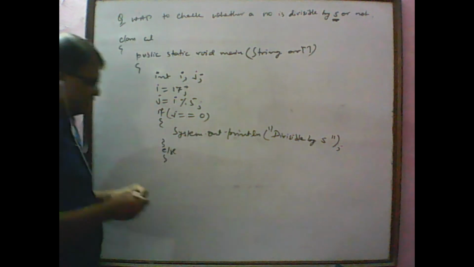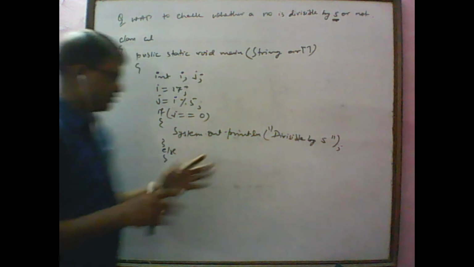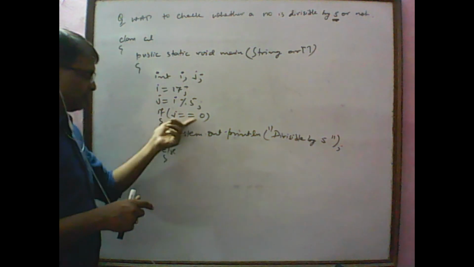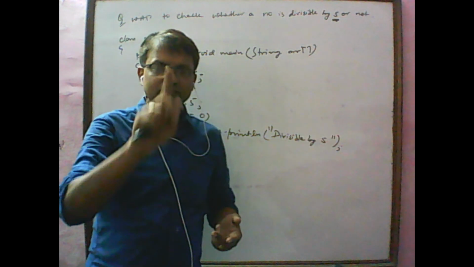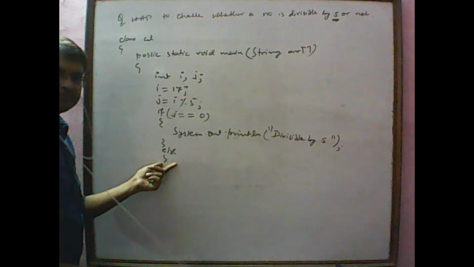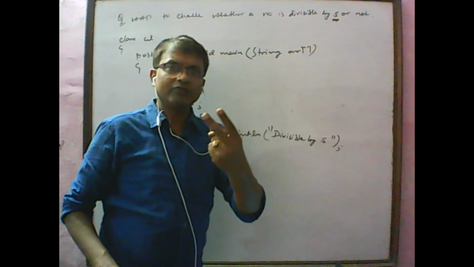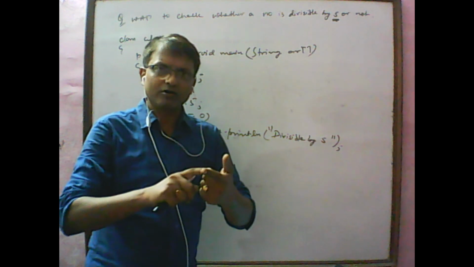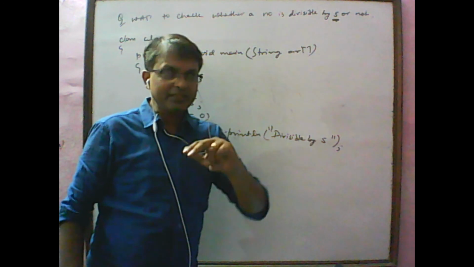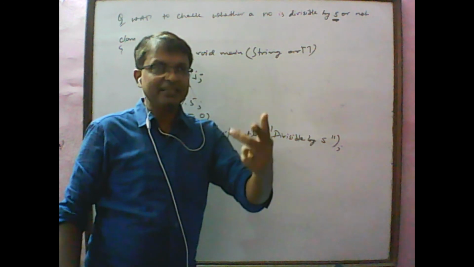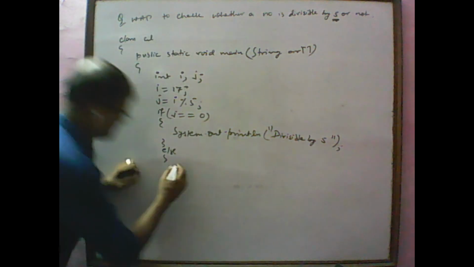Actually what happens here? Here are only two situations. One is true and the second is false. If true, then this, false, else. So if you have only two situations, then you will use if else. As in the previous case, even or odd, you had only two situations, so you use only if else. But if you have more than two situations, then you will use else if. Clear?